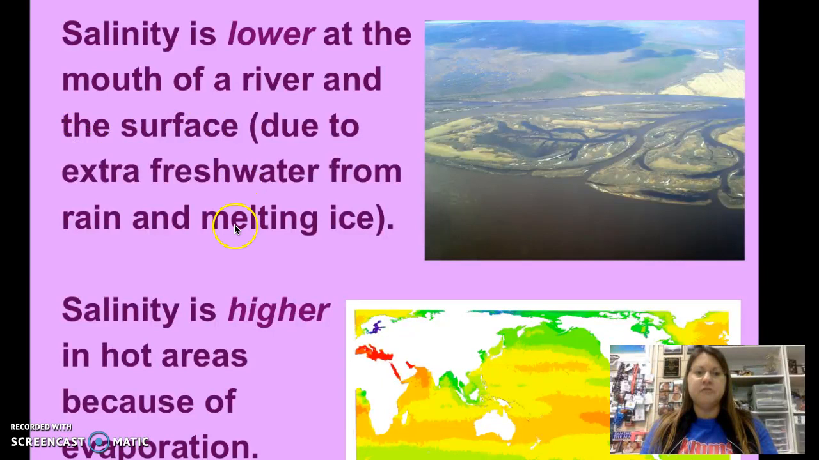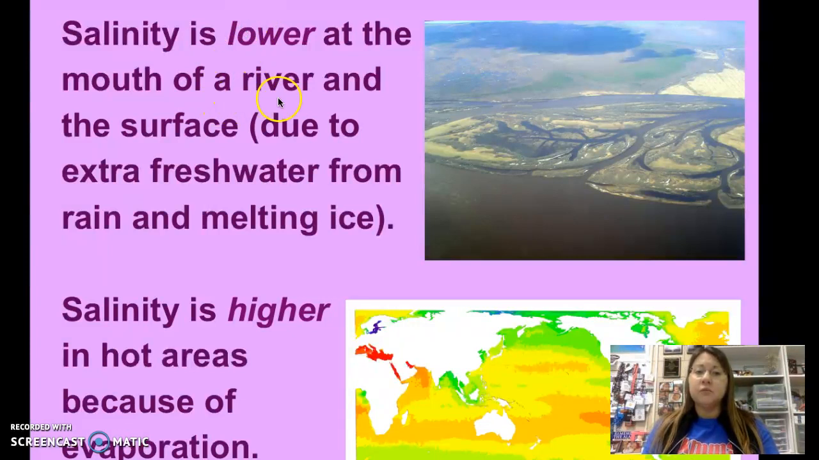So the salinity can fluctuate with a couple of different factors. Salinity can be lower at the mouth of a river. Remember, a river is going to be fresh water, just like a lake is going to be fresh water as well. It does not have salinity. It does not have salt in it. So it's not going to have any salinity.